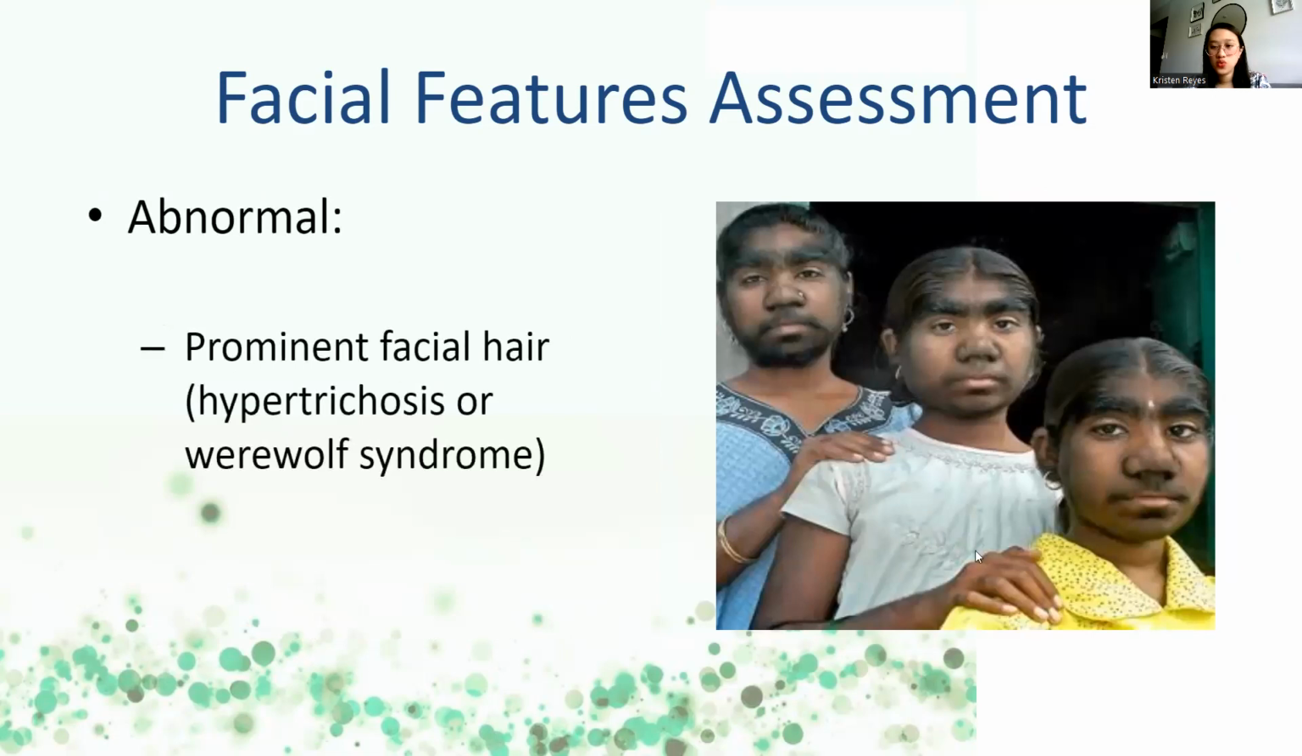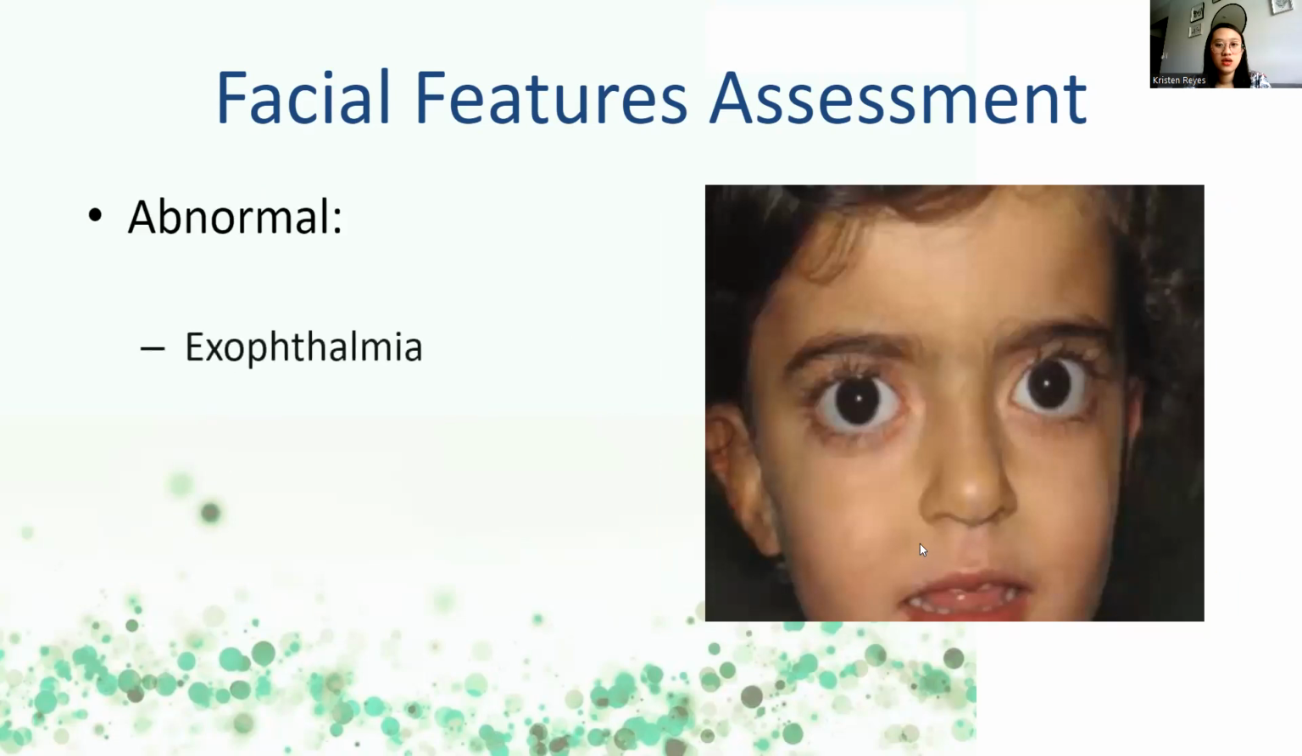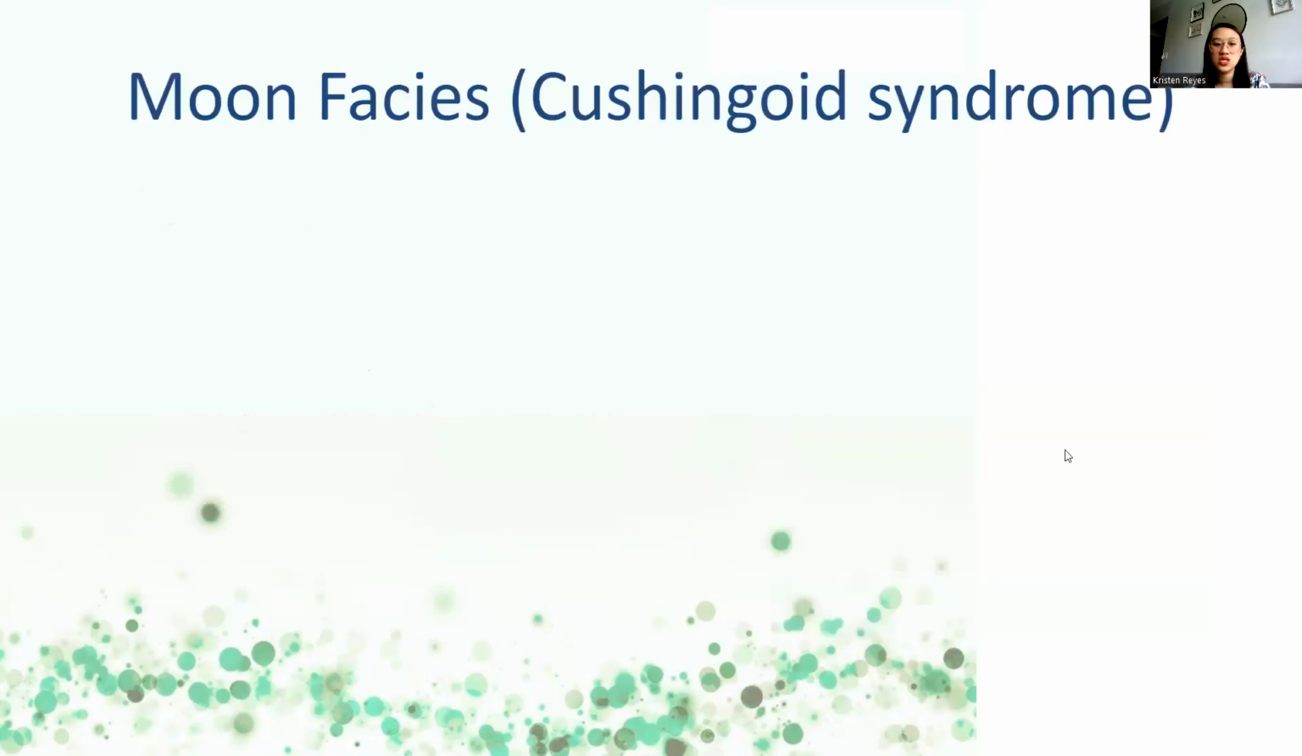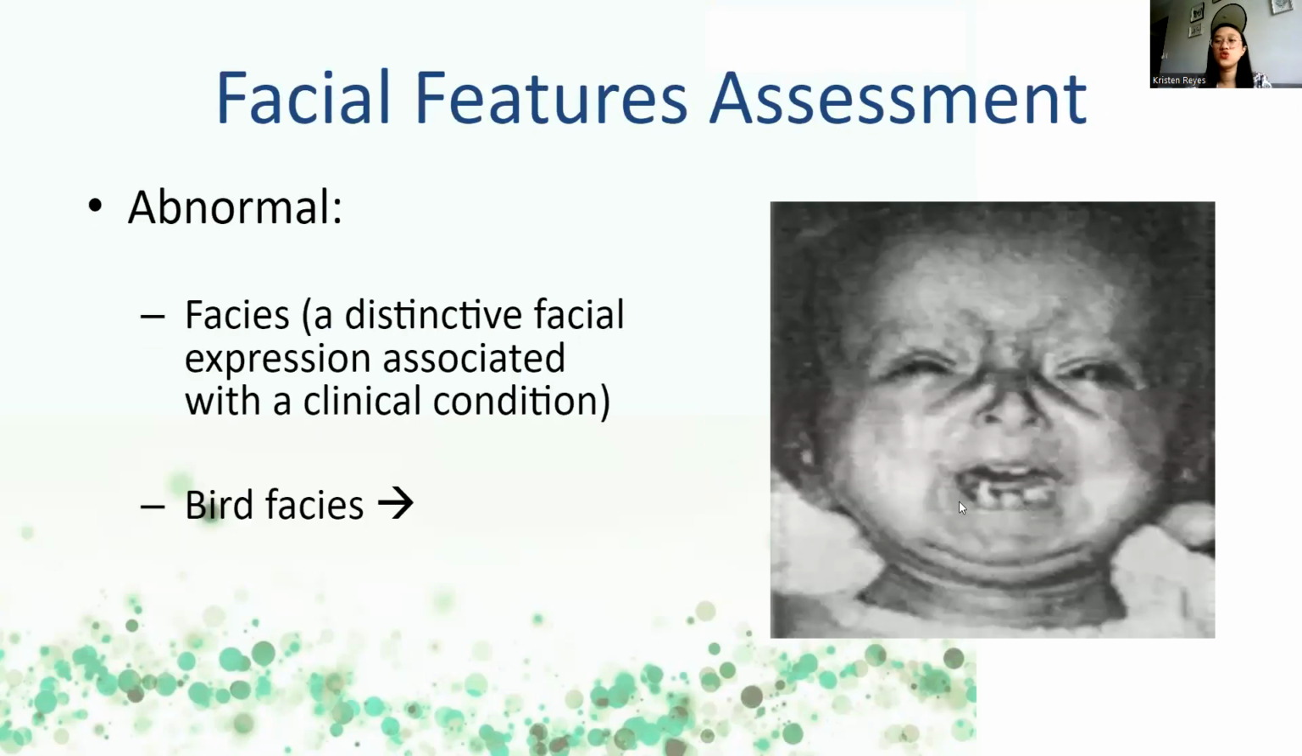If you have this one, this is werewolf syndrome or hypertrichosis, meaning hyper, madami, trichosis, hair. This shows prominent facial hair. This is genetic. If you have exophthalmia, the eyes are bulging out. This is a facies. Facies means a distinctive facial expression associated with a clinical condition. This is bird facies, and this is due to genetic defects as well.